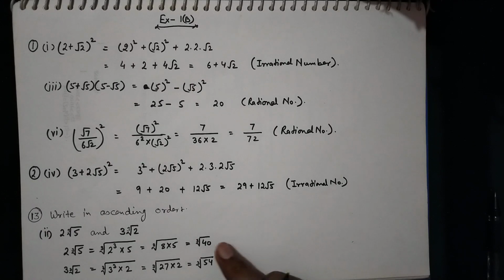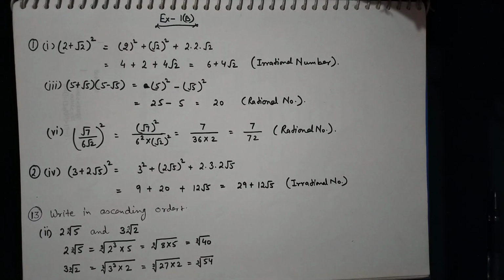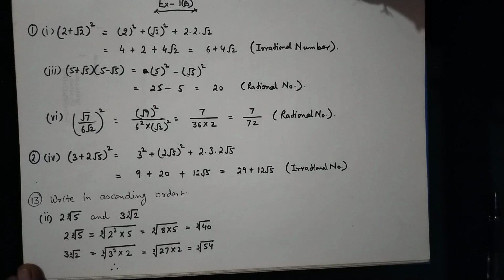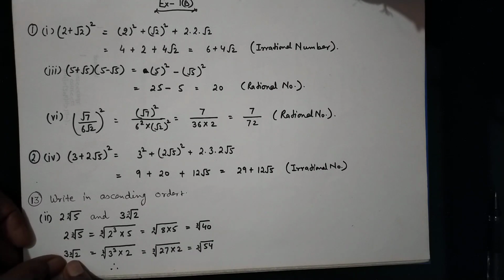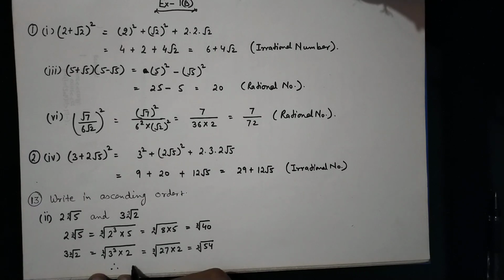Now from these two we can conclude which one is greater. Therefore in ascending order, this will be written first, then this one. So we conclude that this is smaller than this one. Therefore 2 cube root of 5 is smaller than 3 cube root of 2.